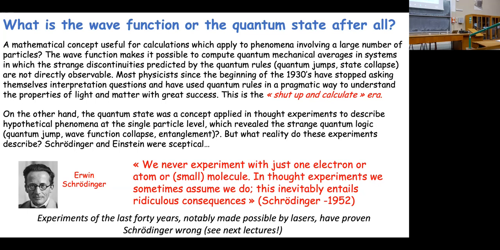And what I will show you in the last lectures of this series is that, of course, Schrödinger was wrong. Now we can manipulate single quantum systems. We can manipulate single qubits, and you can even hope to be able to do something useful with them. So the wave function has a meaning even at the single particle level.